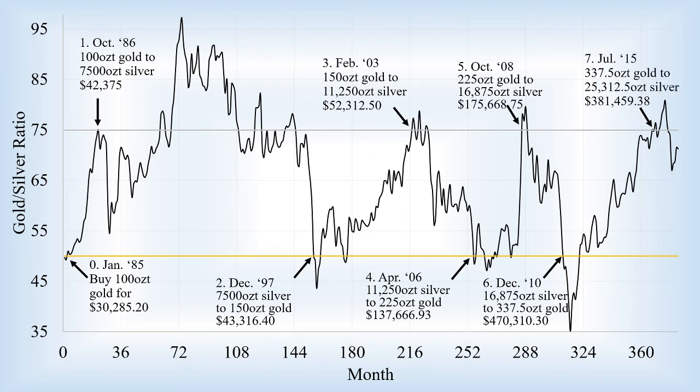And then in July 2015, trade the gold back into silver, and we end up at the end with, instead of 100 ounces of gold, 337.5 ounces of gold, or if we have it in silver, which is where we should be if we're following this, 25,312.5 ounces of silver. So you can see from this chart that the quantity of gold and silver would increase. And this is over a period of 30 years. This is not a quick go back and forth between gold and silver. This is a long-term investment type idea.